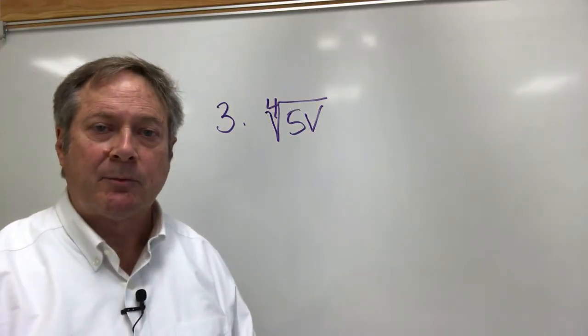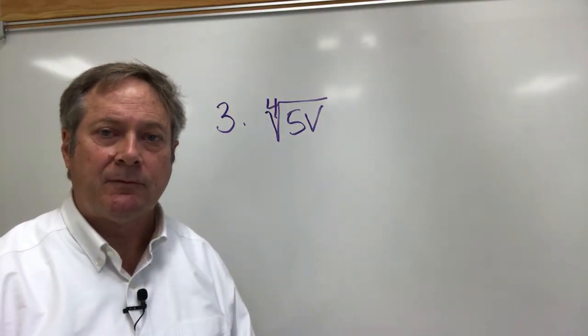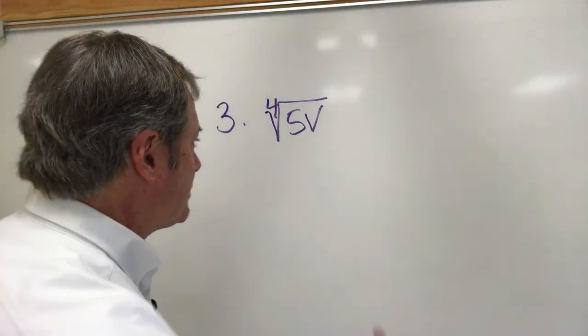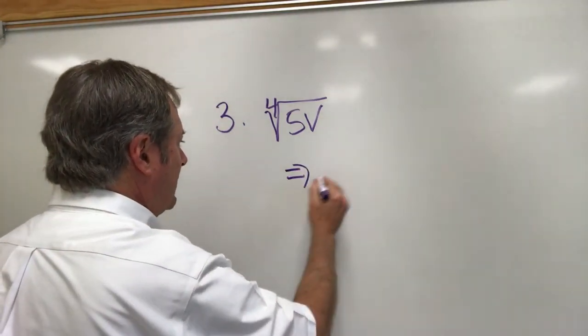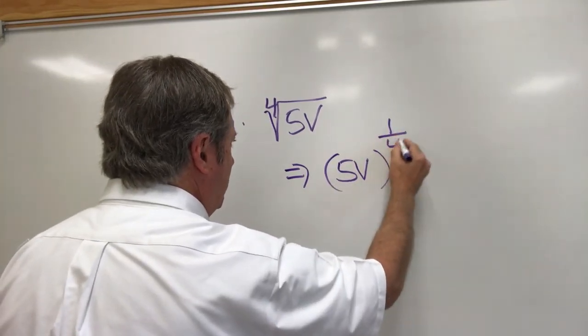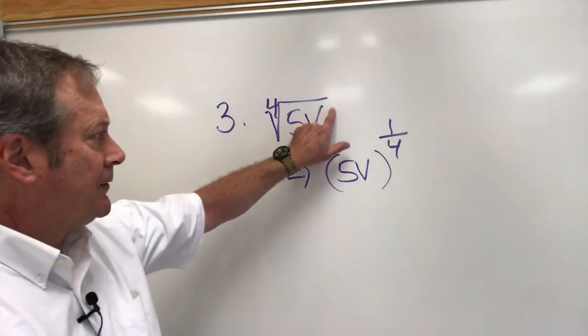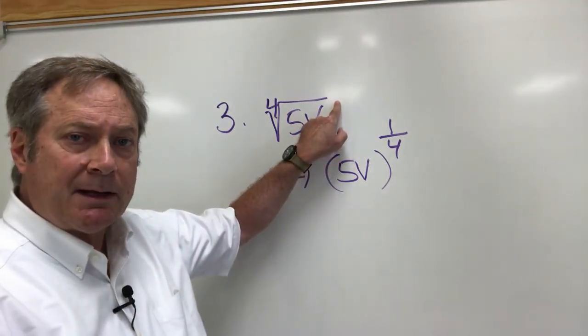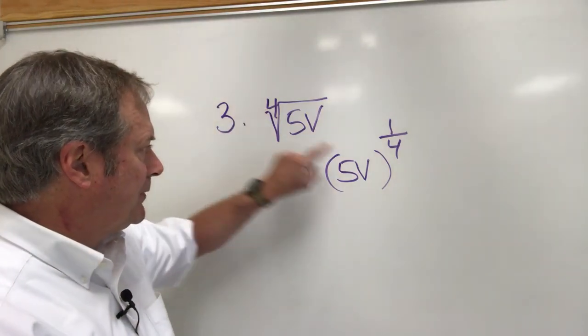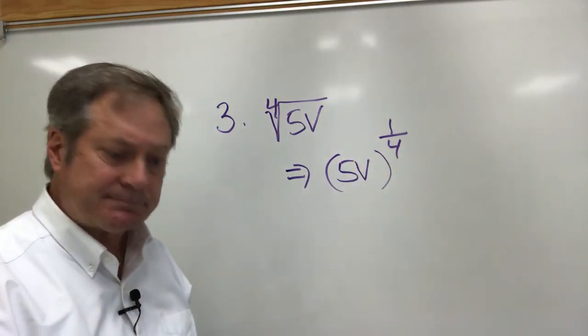All right, similarly, in number 3, we're taking the fourth root of 5v. Well, to move that to a rational form, we'll take 5v and raise it to the 1/4 power. Again, there's no power here, so we understand that to be the number 1. And again, the index number, the fourth root, is always the denominator.